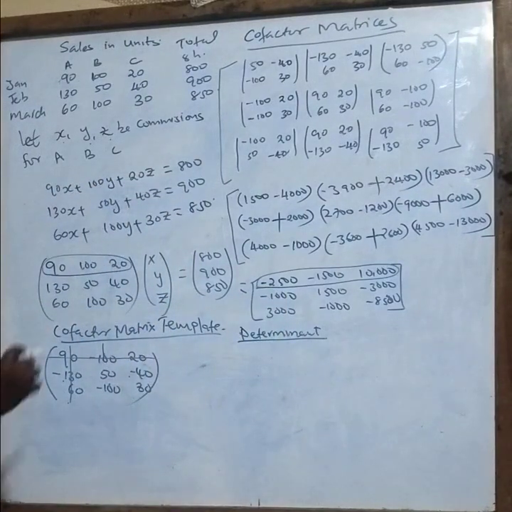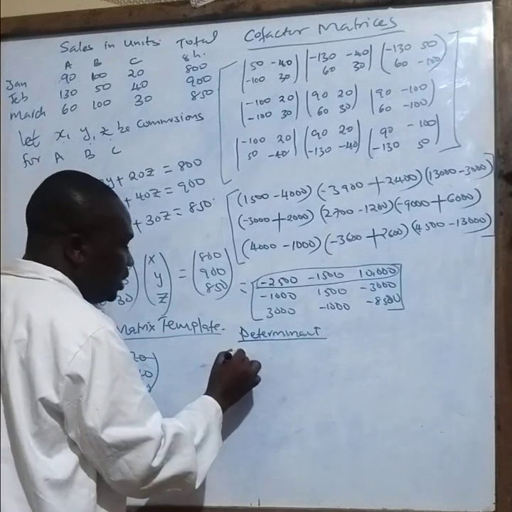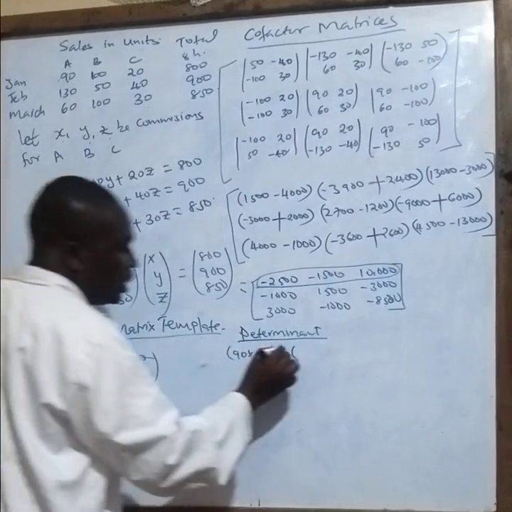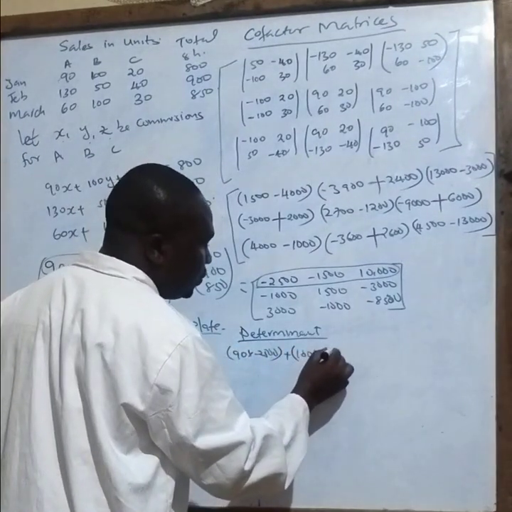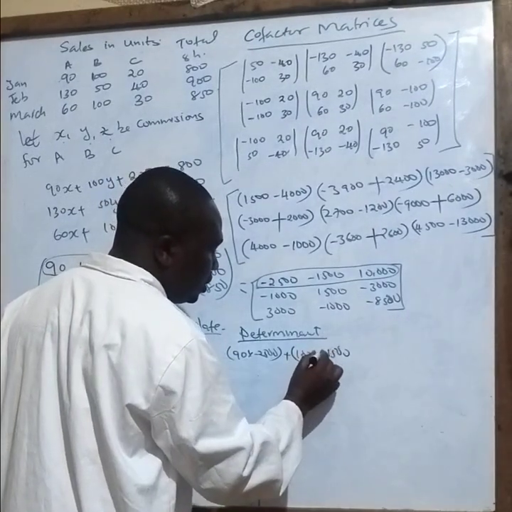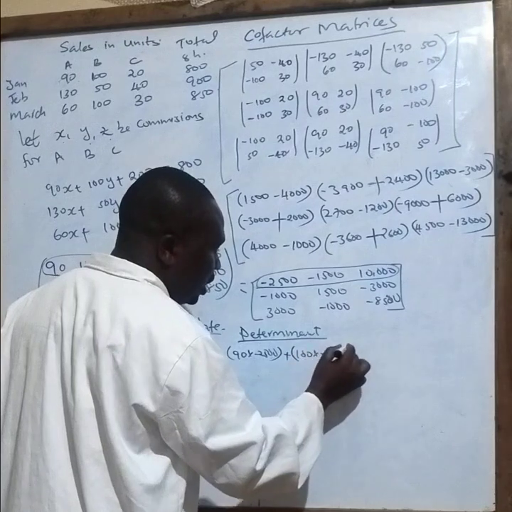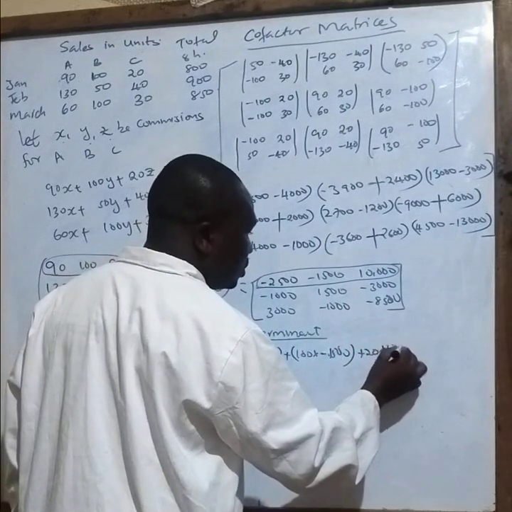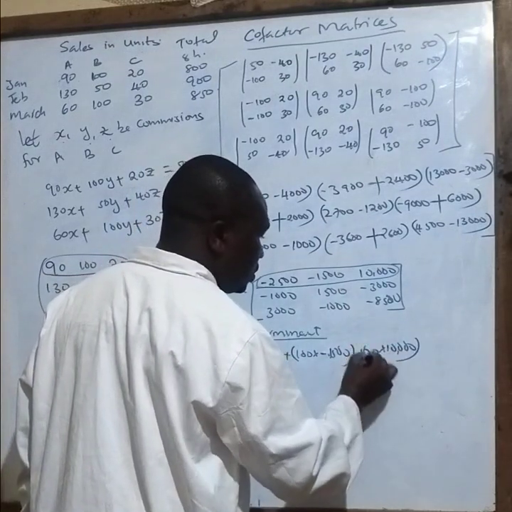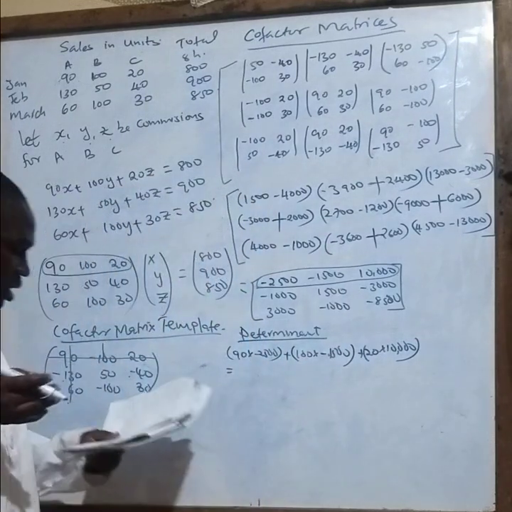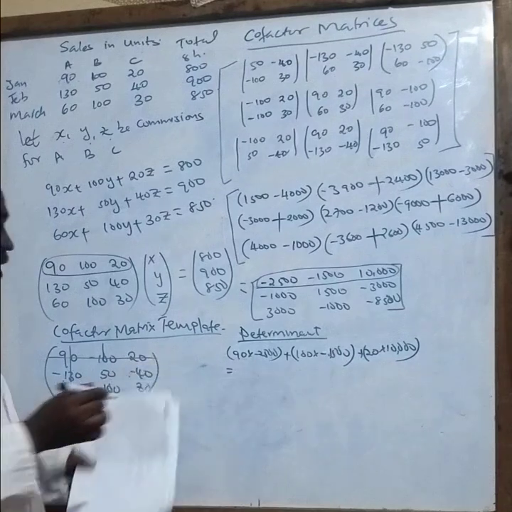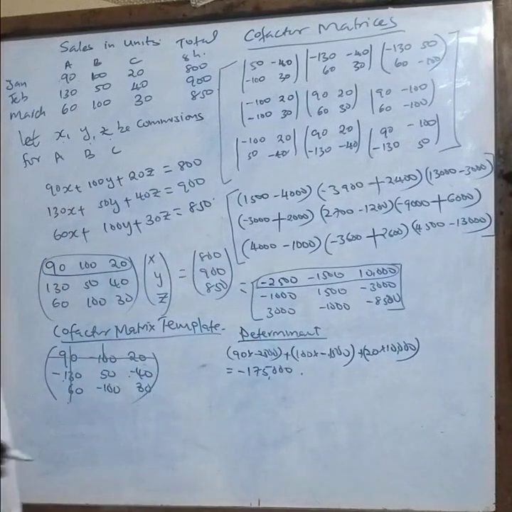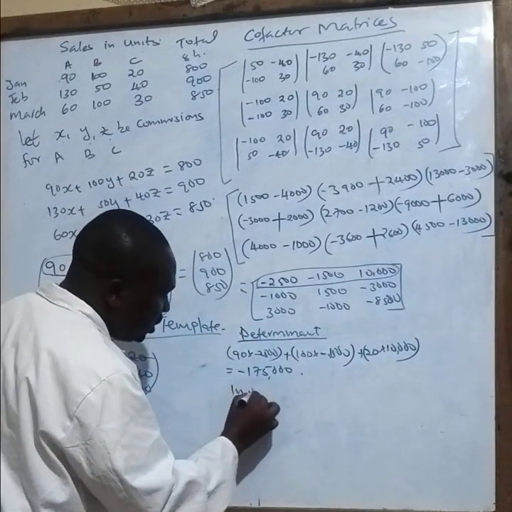Then you multiply those products. So it will be 90 times that. So 90 times negative 2,500 plus 100 times negative 1,500, plus 20 times 10,000. Your final answer, class. Your final answer for the determinant is negative 175,000. Get the inverse. Immediately you get the inverse.